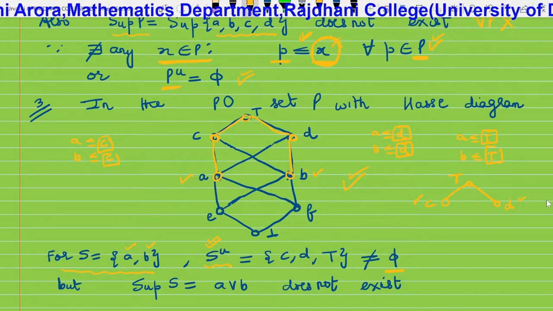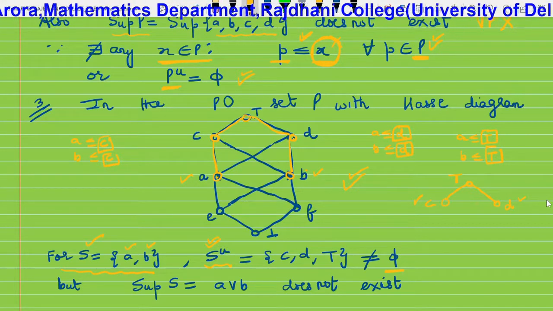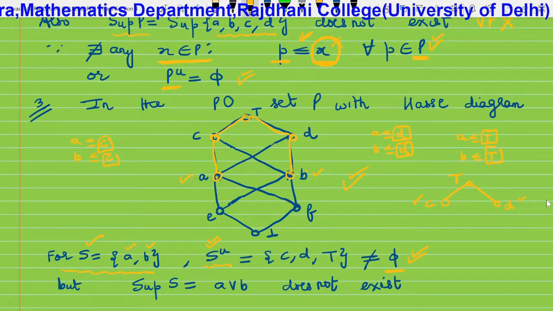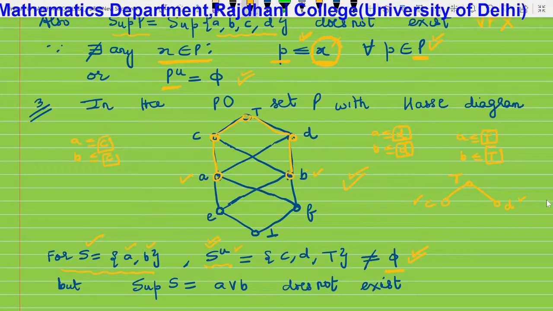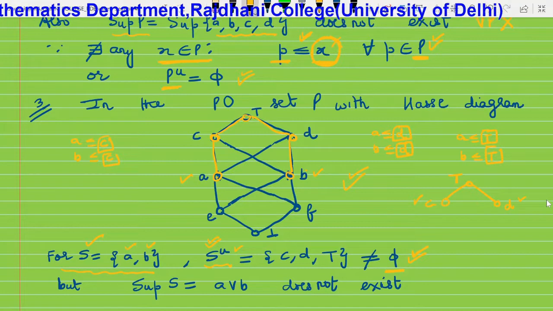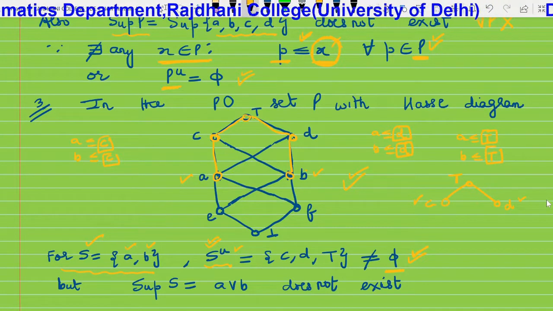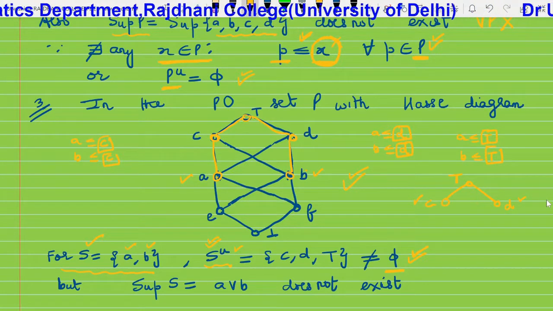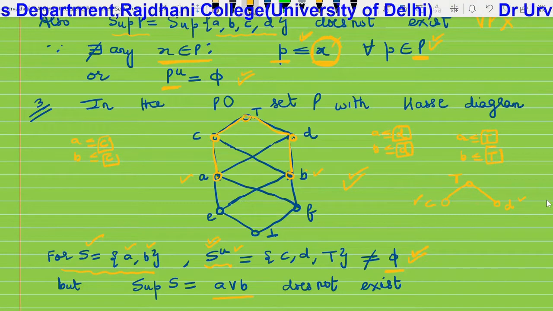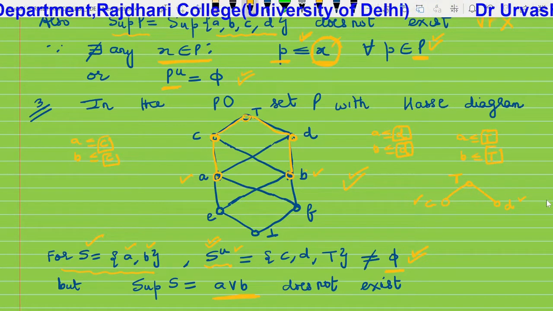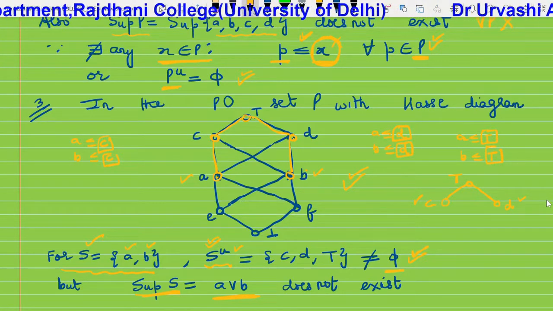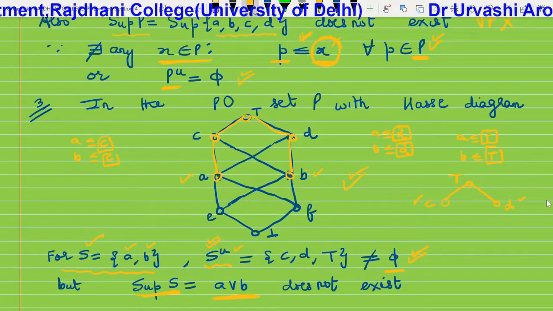So even though the set S has upper bounds, even though the set of all upper bounds of S is non-empty, still the set S doesn't have a least upper bound. So the join of A and B, which is the supremum of S, or the least upper bound of S, does not exist.